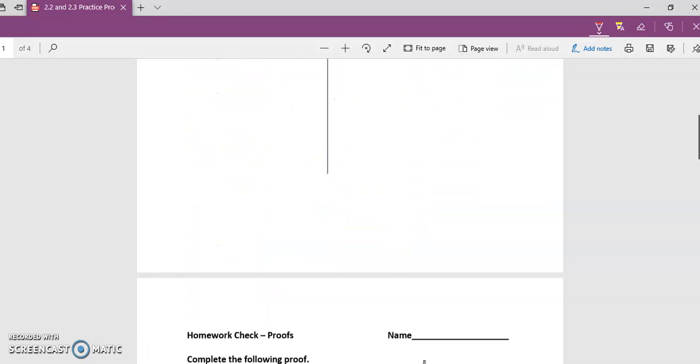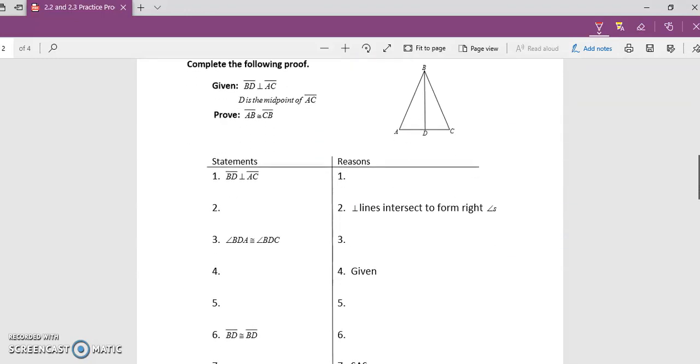And so let's just do maybe one more of those. Okay, so this one's a fill-in. Some of this stuff is there. Why do I know that BD is perpendicular to AC? Because it's given.